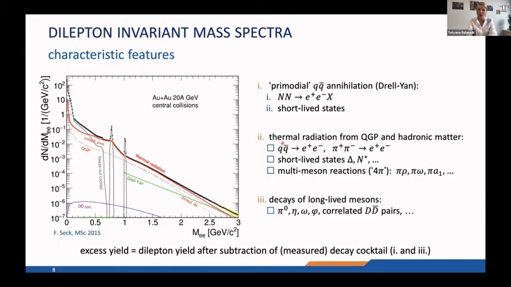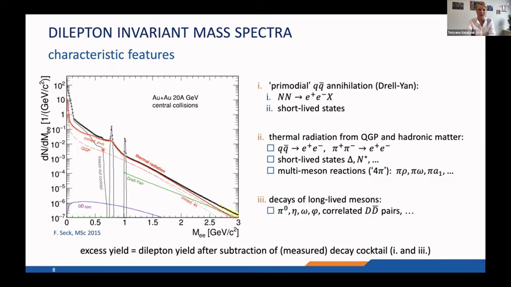So I will use in my presentation the expression excess yield, and this excess yield we define experimentally as the dilepton yield which is left after the subtraction of the ideally measured decay cocktail, which originates from the early stage and also later freeze-out stages from the pi zero, eta, and so on. Our main goal in the experiment is to extract the so-called thermal radiation, and this thermal radiation, or excess yield, will then be used to discuss the physics.